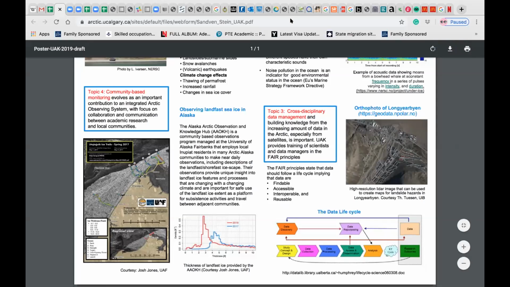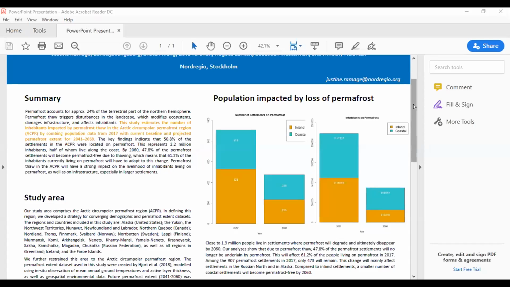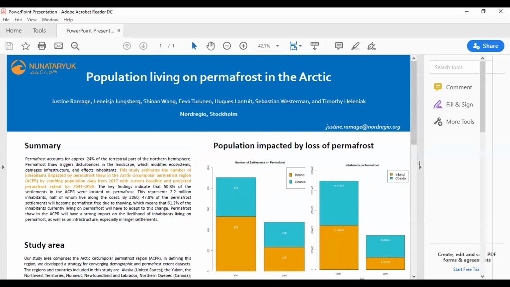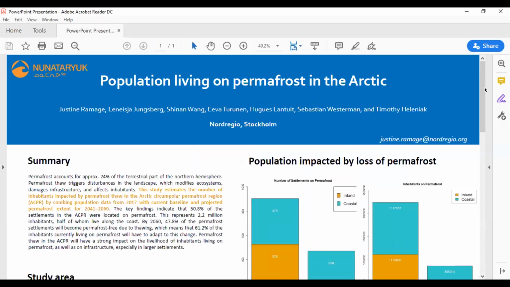Now I think it's Justin Ramash, is that correct? Are you there? Yes, I'm there. Very good. I'm going to share my screen. Can you see the screen? Yes. Can you hear me well as well? Yeah. Okay.